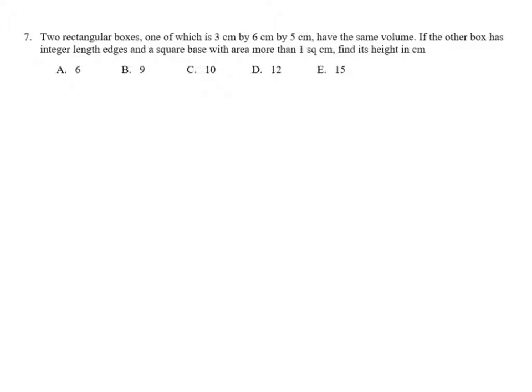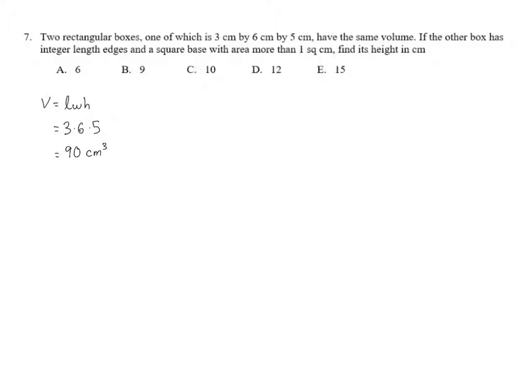We have two rectangular boxes, and we know a lot more about the first one than the second one, and the connection between them is that they have the same volume. So let's figure out the volume of the first box. We know that the volume of a rectangular box is given by length times width times height, multiplying the three dimensions together. In this case, we end up with 3 times 6 times 5, which ends up being 90 cubic centimeters.